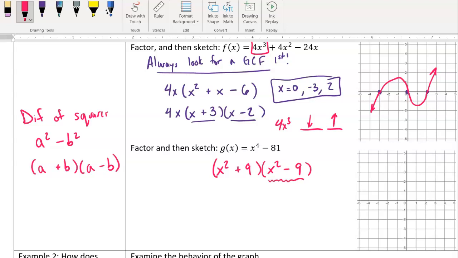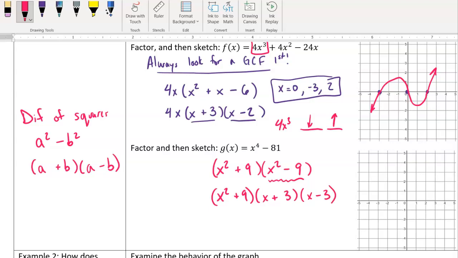Now, I recognize that this is still a difference of squares. Now, the x squared plus 9, I can't do anything with that. Because if I tried to, I can't, this is a sum of two squares, and you can't factor a sum of two squares. But a difference of squares, which is what we have next, that factors down to be x plus 3, because the square root of 9 is 3. So we'd have x plus 3, x minus 3. Not x squared, because the square root of x squared would be x.